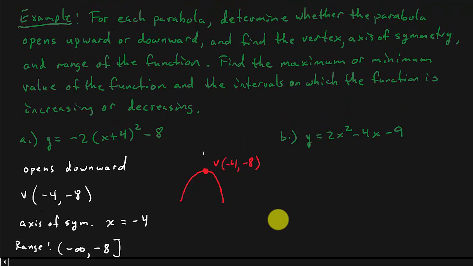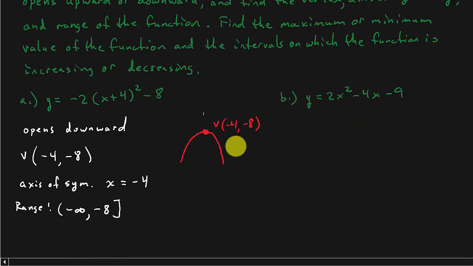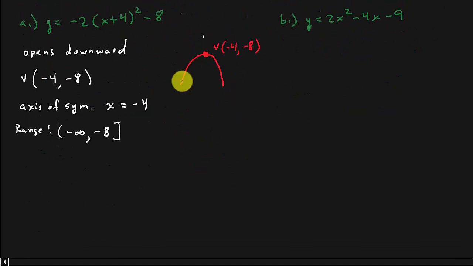And then it says find the maximum or minimum value of the function. Well, we can see since this opens downward, it's going to have a maximum value. If it opens upward, it would have a minimum. So this has a maximum value at -8 here. See that?